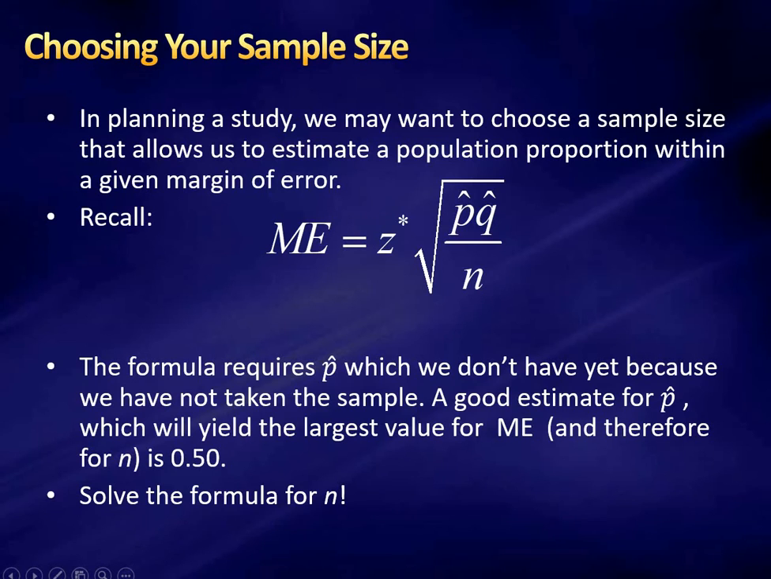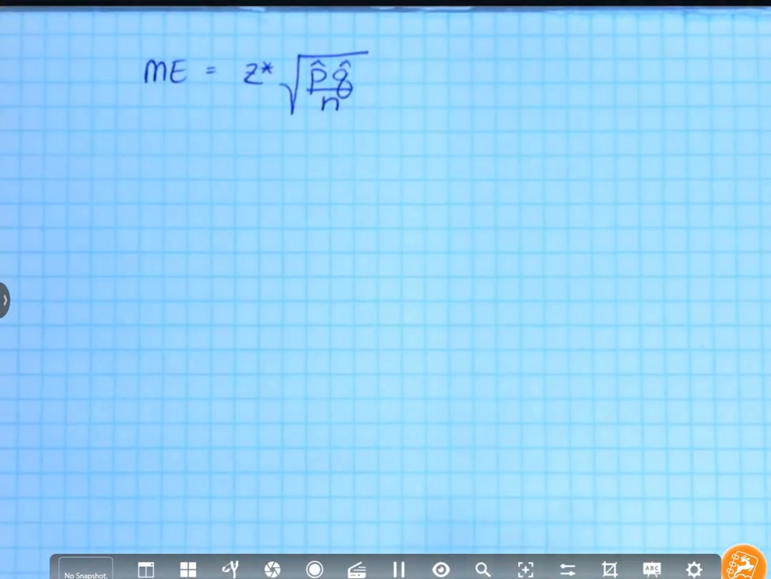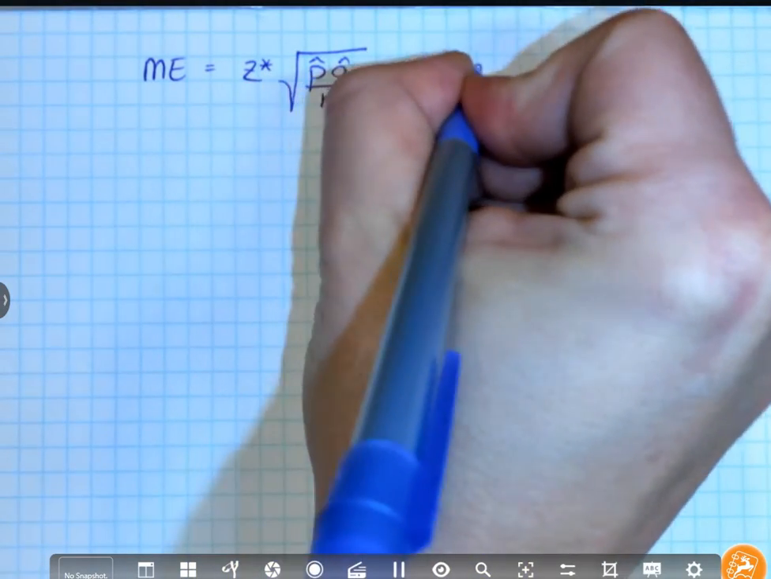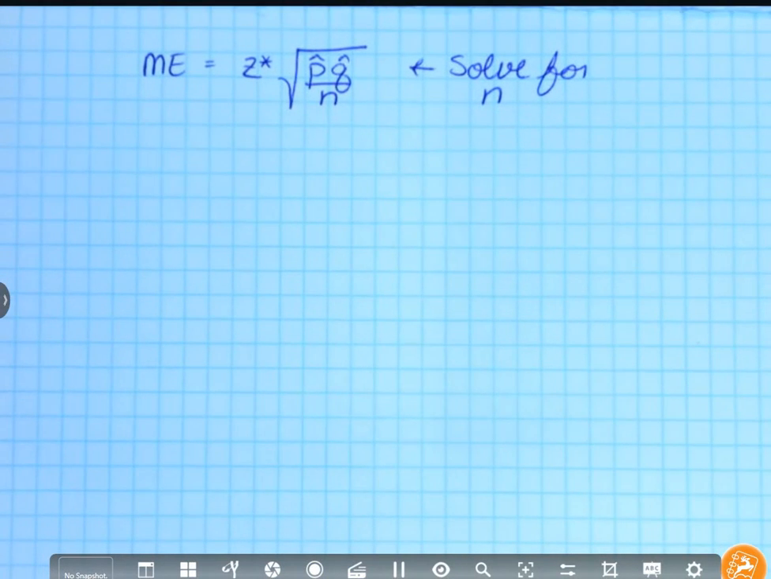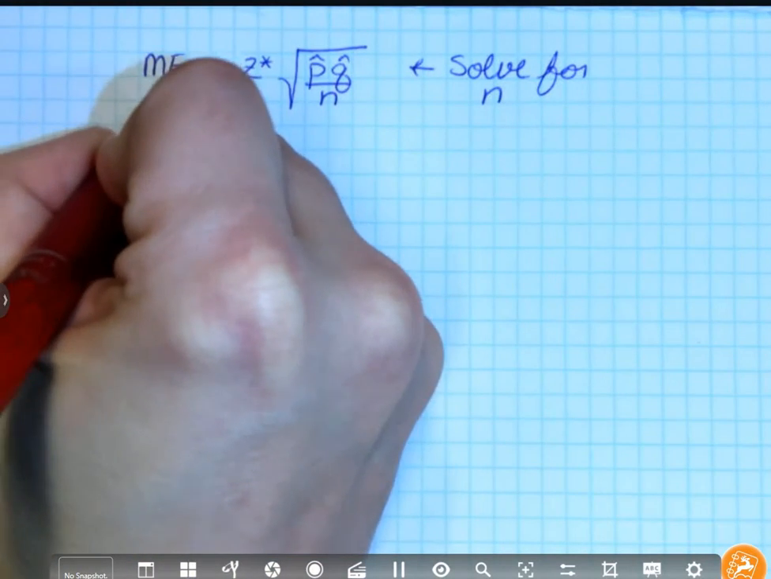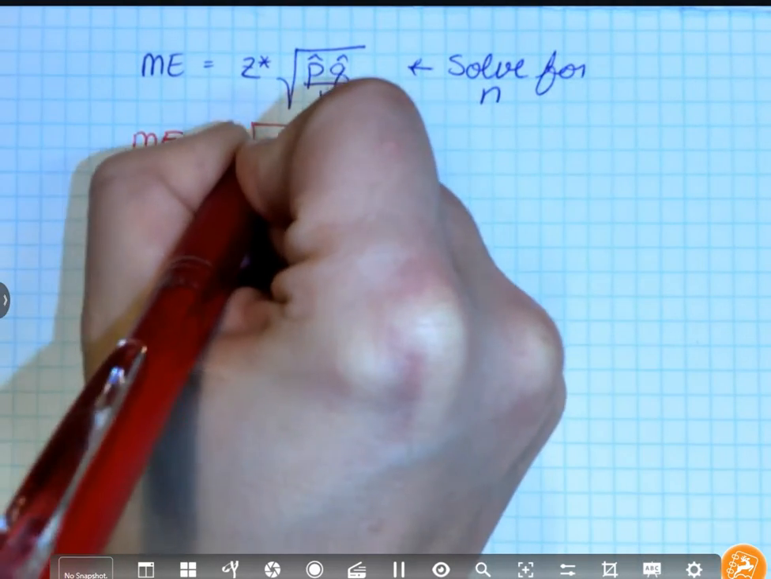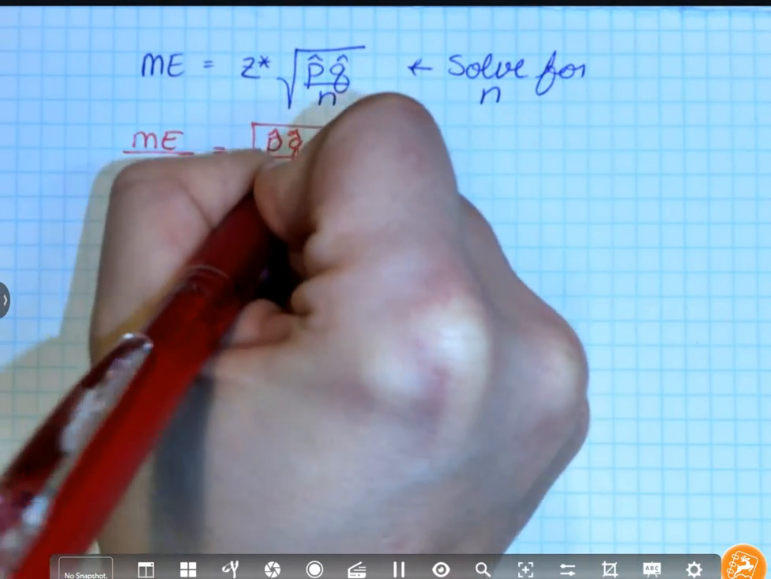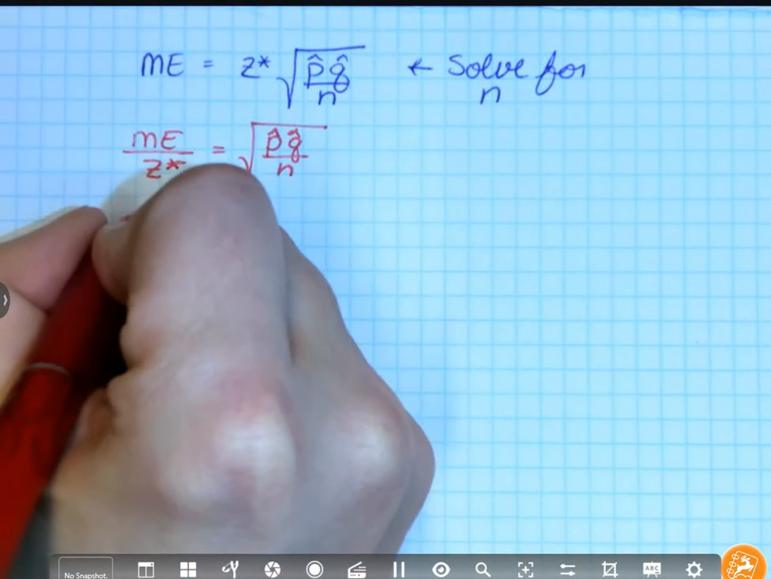And what we're going to do is we're just going to solve that for n. I want to get the n by itself. To get the n by itself, what would you do? Divide by z star. Then what would you do? Square both sides.